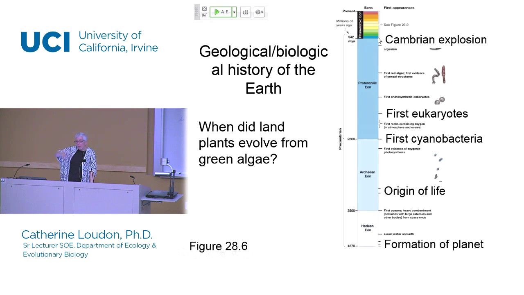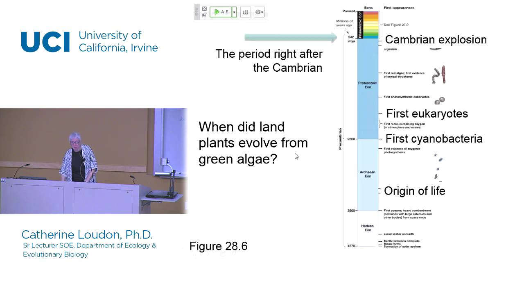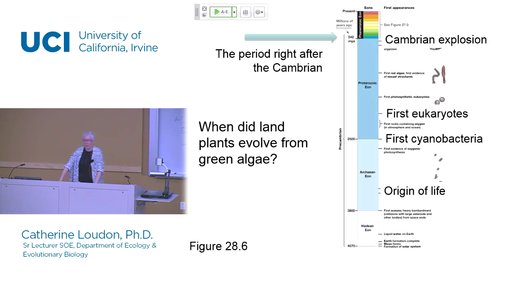But in all these other exciting, notable events, when did land plants evolve from green algae? Well, it's the period right after the Cambrian. Notice I didn't even say what the period's name was. I'm trying so hard not to overburden you with unnecessary names. I think it's much more helpful just to have a couple of guideposts and then think about what is happening relative to those. So we won't even worry about what its name is.